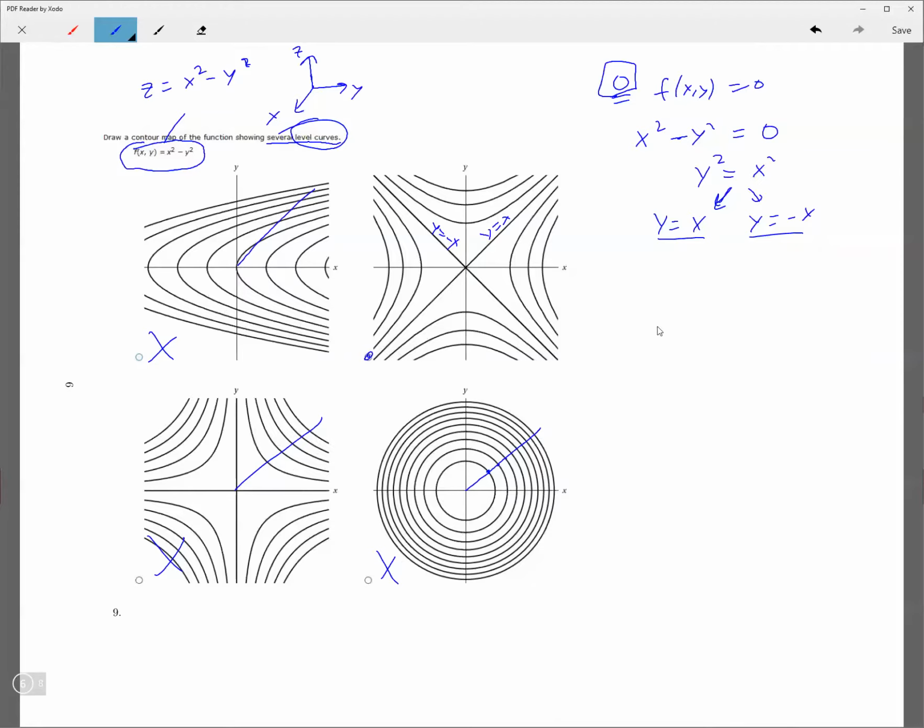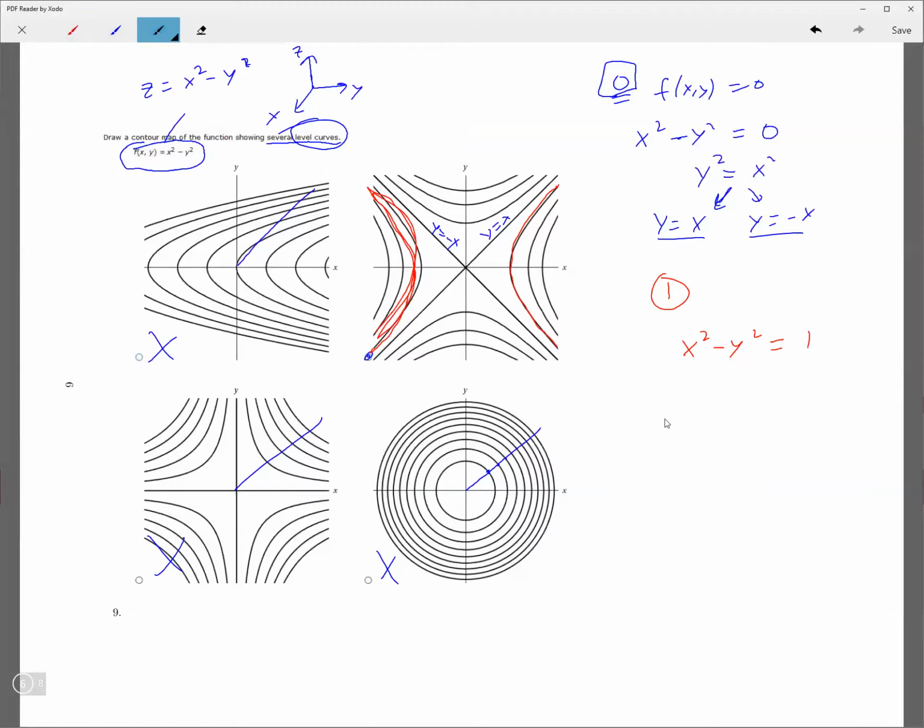And we could also do other curves. So like, let's say we chose 1 instead of 0. Okay, then we would set this equal to 1. And that would be a hyperbola, right? That would be, let me see here. That would be this hyperbola here, right? And that one.